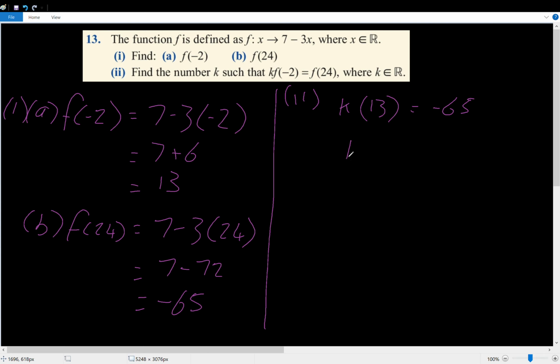So that's a linear equation with one variable, so we're just going to bring our 13 across. So it's going to be minus 65 divided by 13, which means k is equal to minus 5. And that is that.